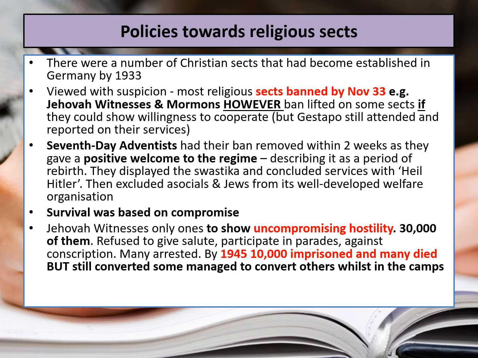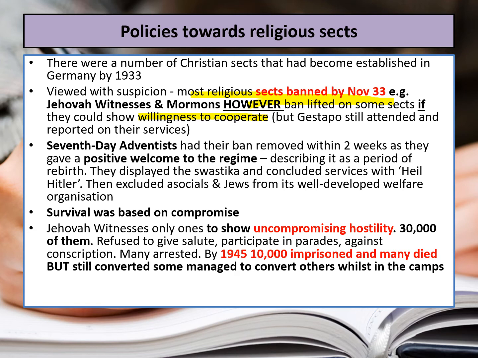Now, the Nazis did want to try and weaken religious influence, and they found it much easier to do this with the smaller religious groups. So, for instance, in the first year when they came to power, they decided to try and ban some of these religious groups in November 1933. Groups like Jehovah's Witnesses and the Mormons were banned. However, they lifted the ban if these different religious groups could show willingness to cooperate.